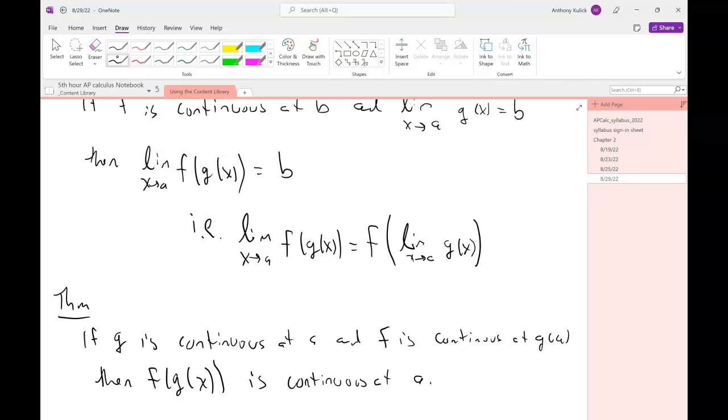And we will finish this out next time with the intermediate value theorem and close this section out.